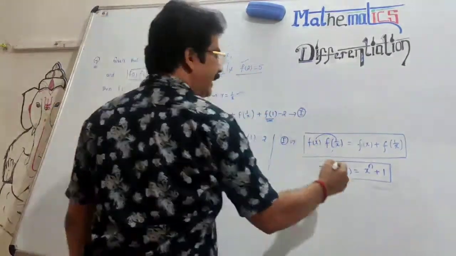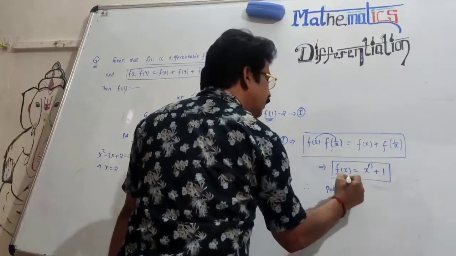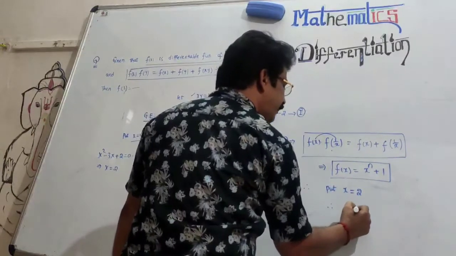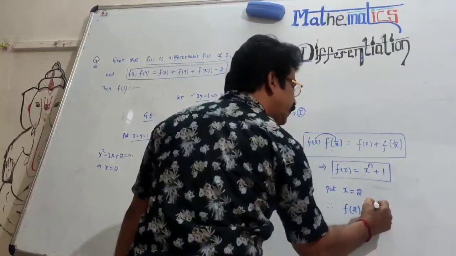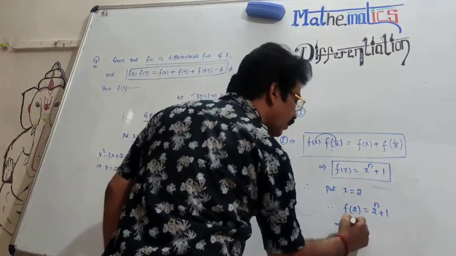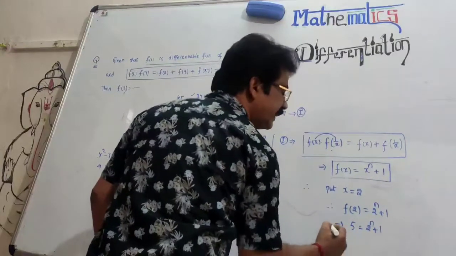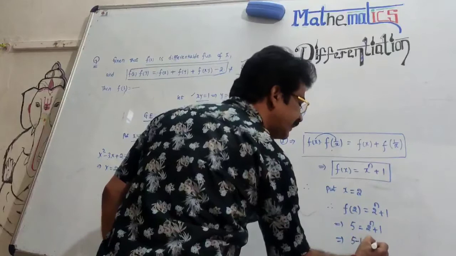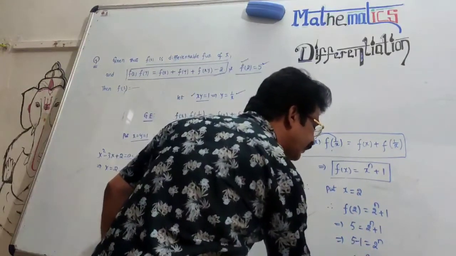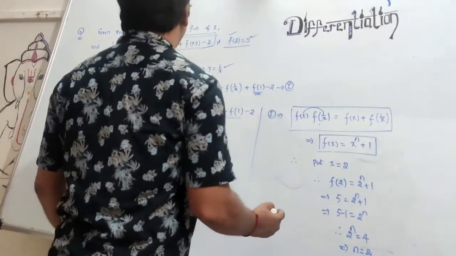So therefore the given value, f of 2 equal to 5. So therefore put x equal to 2. So therefore f of 2 is equal to 2 power n plus 1. So that implies f of 2 is 5. So 5 is equal to 2 power n plus 1. So that implies 5 minus 1 is equal to 2 power n. So therefore 2 power n is equal to 4. So that implies clearly n is equal to 2. Clearly n equal to 2.